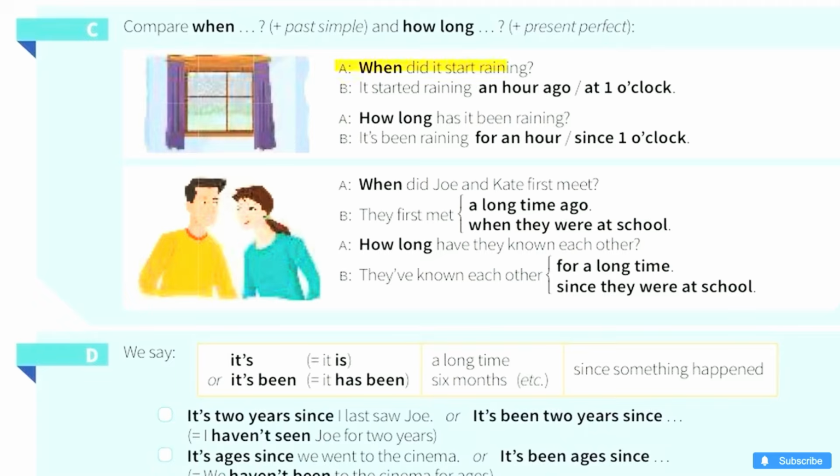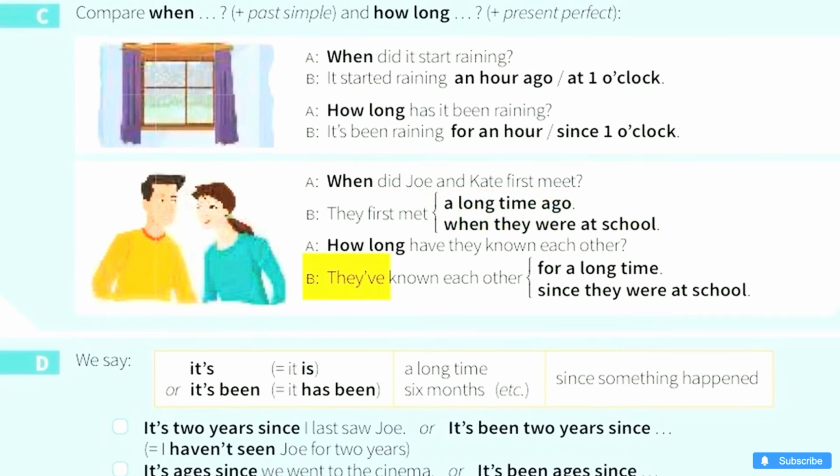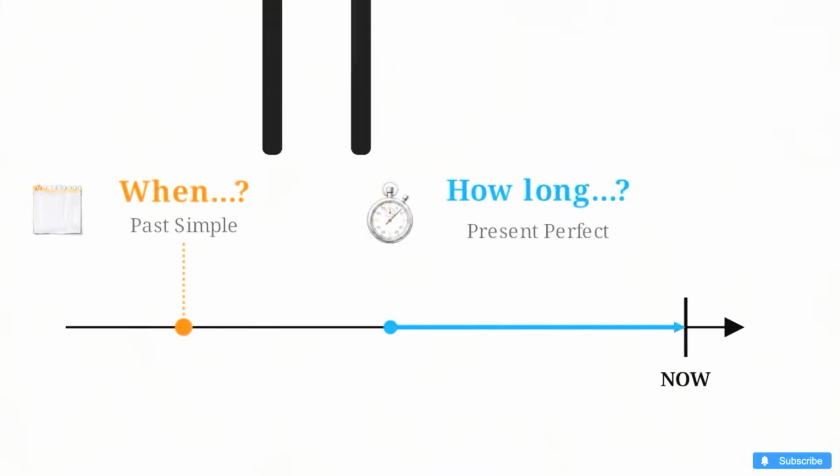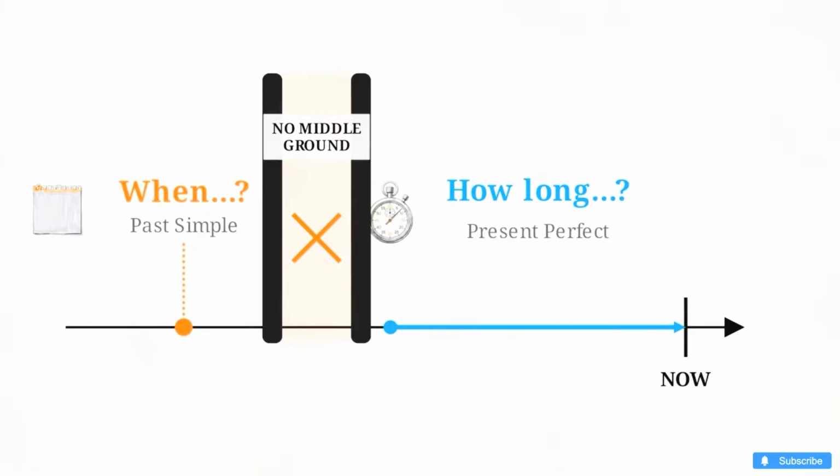Look at the window example. When did it start raining results in a past tense answer. It started an hour ago. But how long has it been raining leads to it's been raining for an hour. The same logic applies to knowing people. You first met them at a specific point in the past, but you have known them for a continuous duration. The chosen question word locks the speaker into a specific time frame. There is no middle ground between a finished past event and a continuing state.